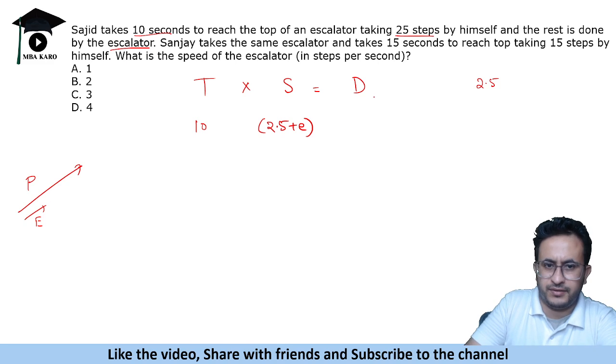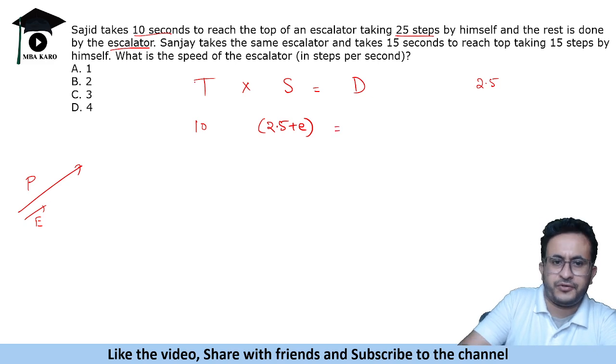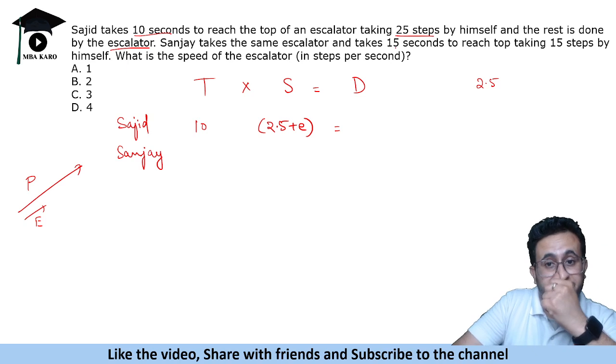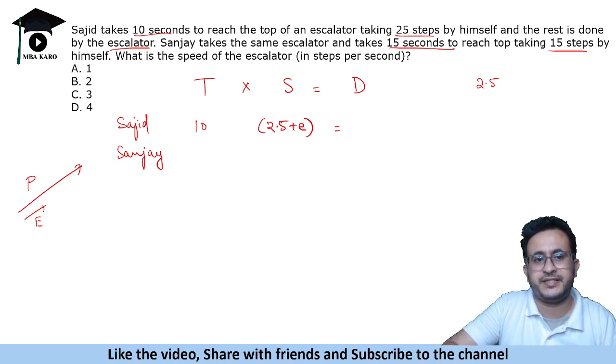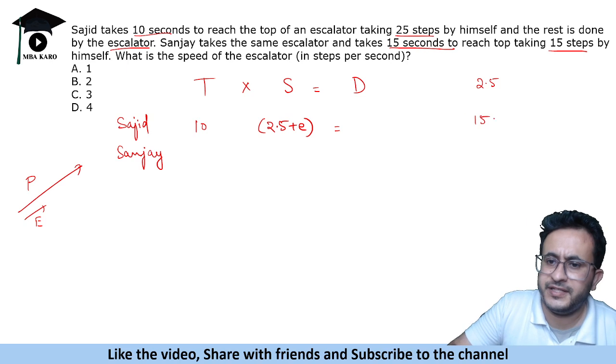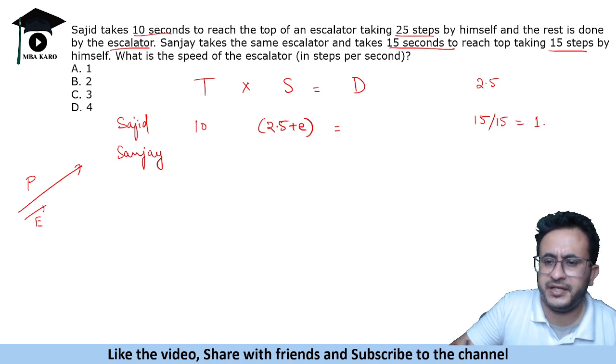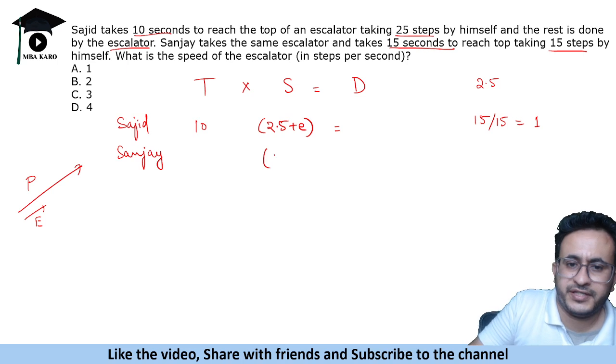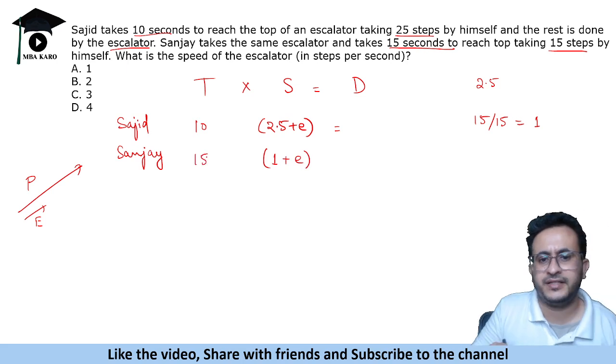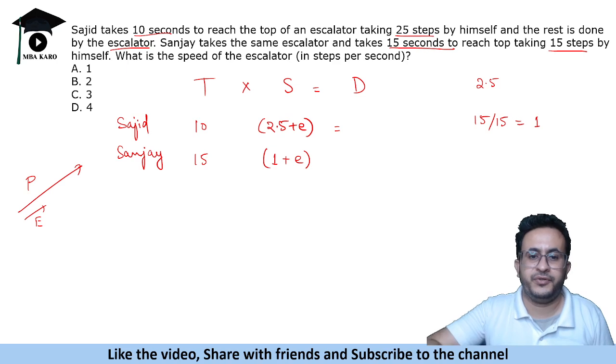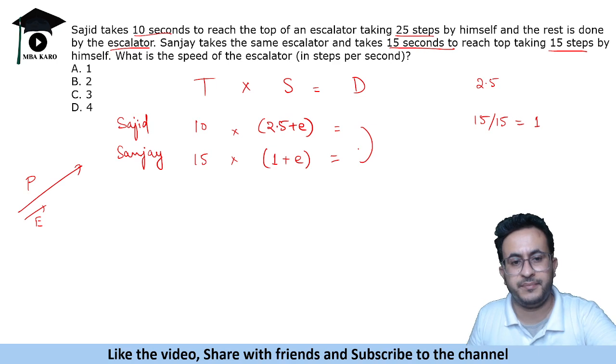So that is the total distance covered. Now if you talk about the second person, Sanjay, he takes 15 seconds to reach the top, taking 15 steps by himself. So he takes 15 steps in 15 seconds, so his speed is 1, and the escalator speed is E. And how much time does he take? He takes 15 seconds. So what we will do is equate this, because they are covering the same distance.